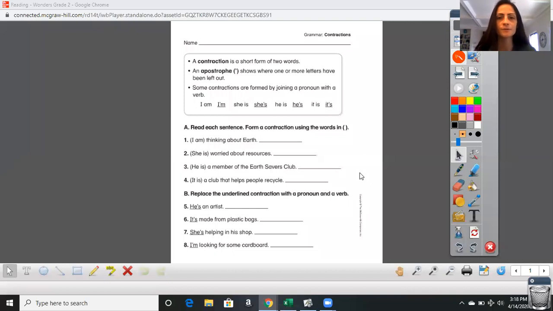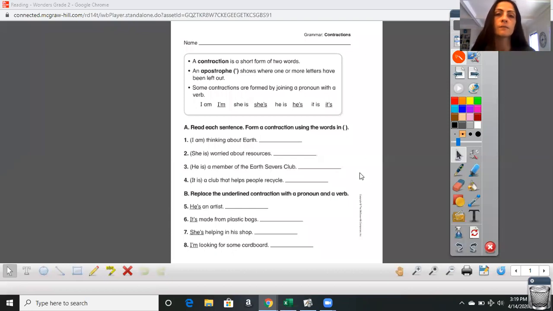Just wanted to jump in here and give you a mini lesson on contractions. Now, we have already done contractions in the school year, so this should be a review for you. But if not, just to review, a contraction is a word that is formed from two other words, and we do it in conversation, we do it in writing to shorten words.